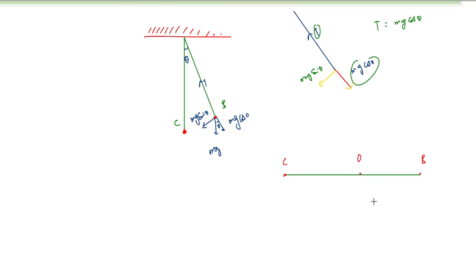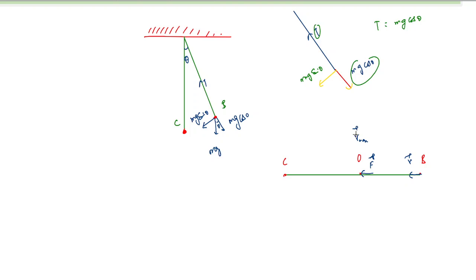So here B and C are extreme points. When the body is coming from point B towards point O, the restoring force would be towards the point O only. Since in this case the force and the velocity are in the same direction, the velocity will keep on increasing. When the particle comes to point O, V would be maximum.